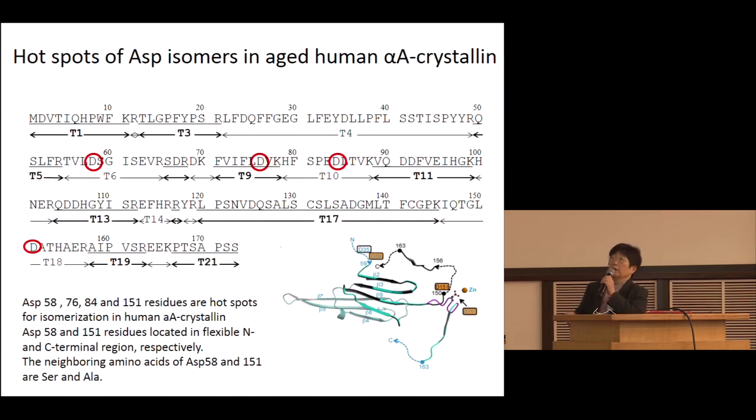So now we can show the hotspot ASP isomers in aged human alpha crystallin. ASP 58, 76, 84, and 151 are hotspots in human alpha crystallin. Human alpha crystallin has 173 amino acids, but only 4 aspartic acid sites are specifically isomerized. ASP 58 and 151 residues are located in the flexible N-terminal and C-terminal regions. And the neighboring amino acids of ASP58 and 151 are serine and alanine. That's why these residues are easily susceptible to conversion from L to D amino acids.